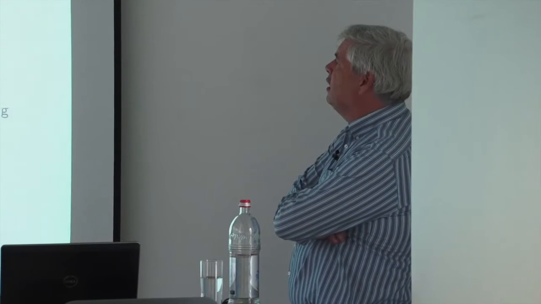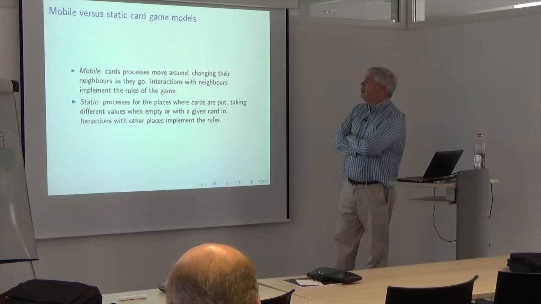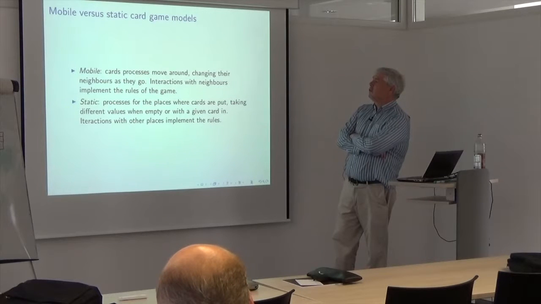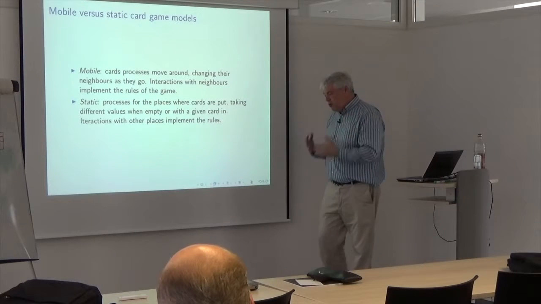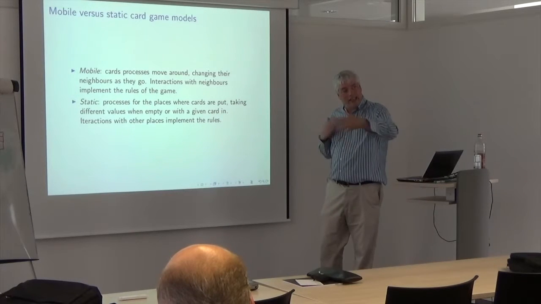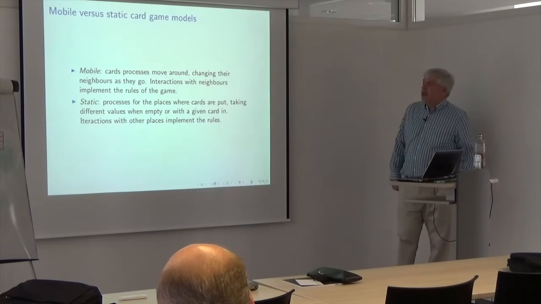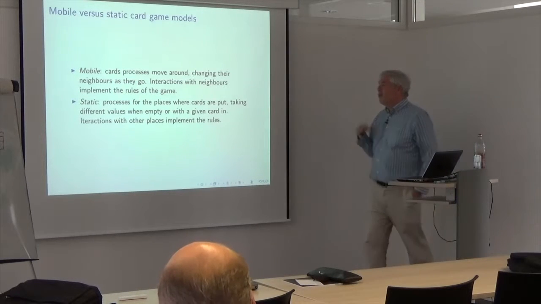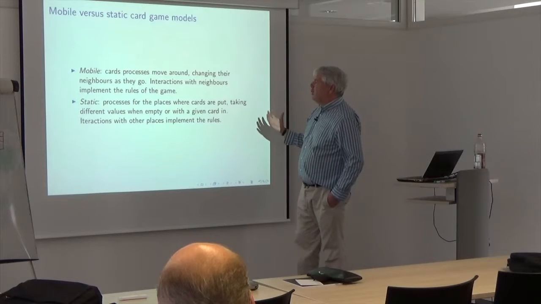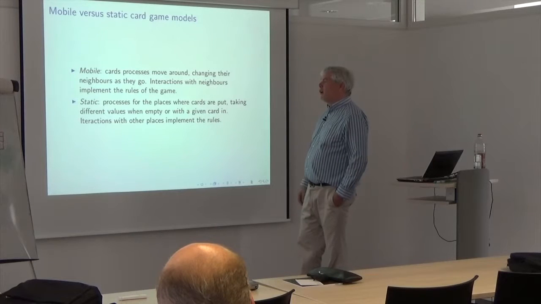Mobile versus static card game models. A mobile one would be where you've got card processes that move around, changing their neighbors as they go. Interaction with neighbors interprets the rules, implementing the rules of the game. In other words, you can only move on top of a card that you're legally entitled to move on top of, and things like that. A static model of a card game would look much more like the solitaire model I was hinting at a minute ago. In other words, you would have a process for each of the places where the cards are put, taking different values when empty or with any one of the range of possible cards in.